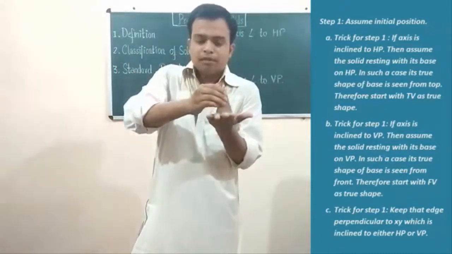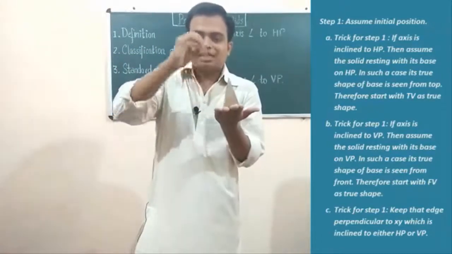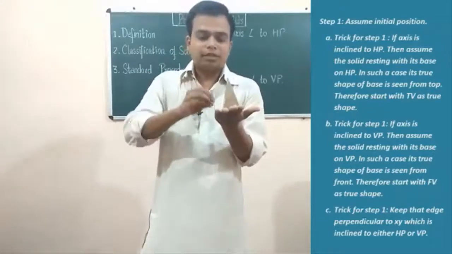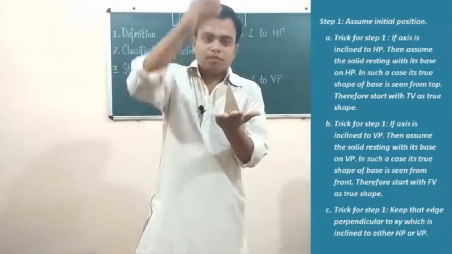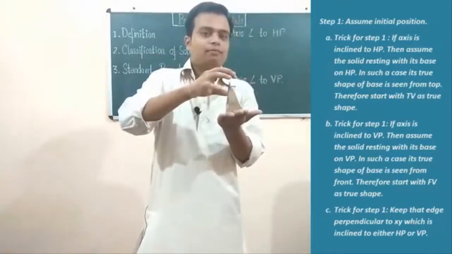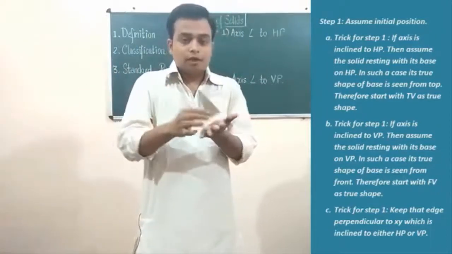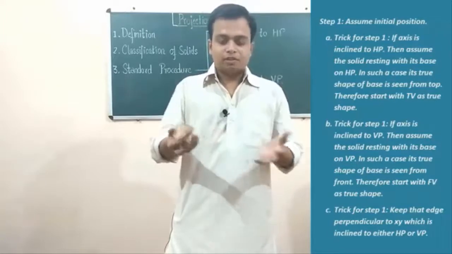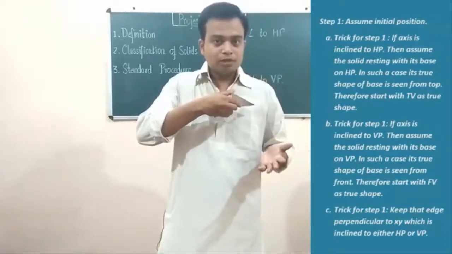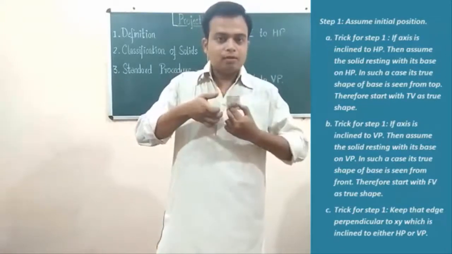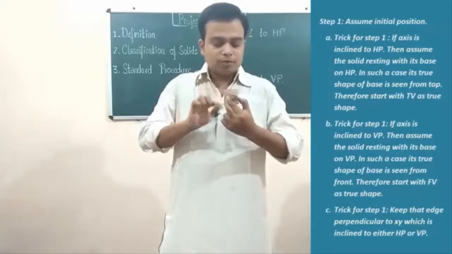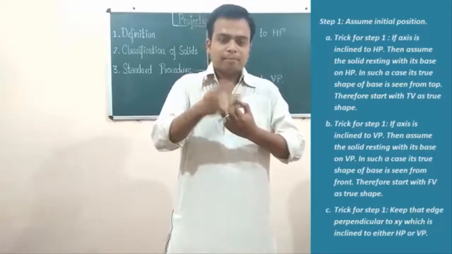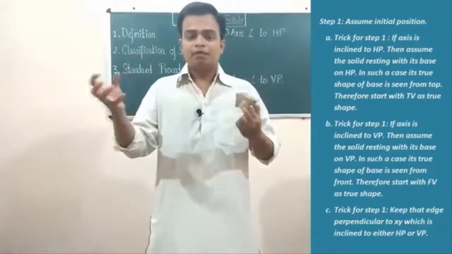We are going to assume that the pyramid right now is standing on the HP. In such a case, the true shape of the base can only be seen from the top, and therefore you have to begin by making the top view first. That's it. Now, if in the question I say that one of its triangular faces is resting on the VP, what we're going to do is keep it standing on the VP. Okay, and in such a case, the true shape of the base can only be seen from the front, and therefore you have to begin by making the front view first.